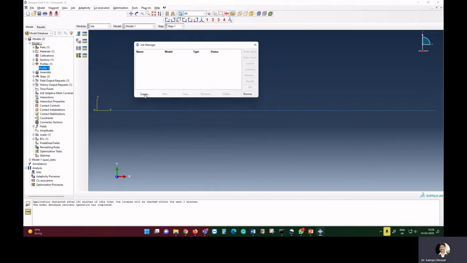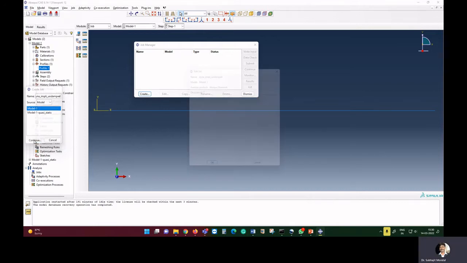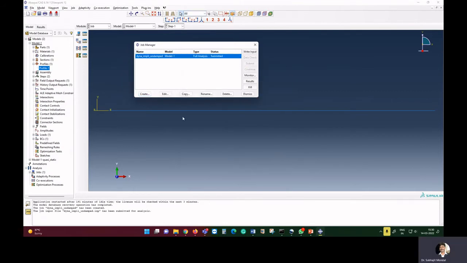Here we are going to create the job, and here we are writing dynamic implicit, and that is an undamped case. Dynamic implicit undamped. Now we are going to submit the job.